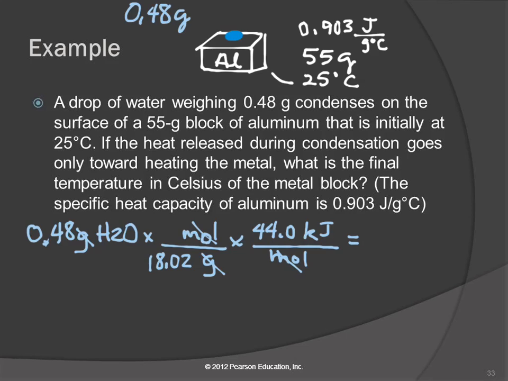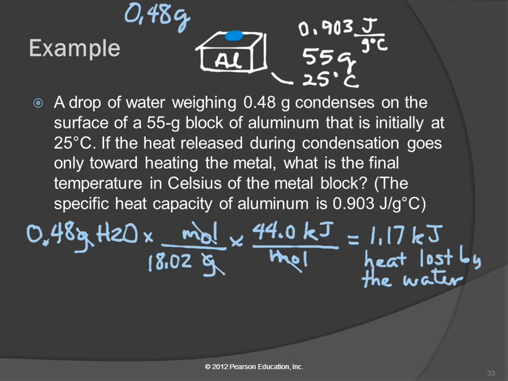So this is the same calculation we did, just with different numbers. 0.48 divided by 18.02 times 44. So that's 1.17 kilojoules. And that is heat lost by the water. Sometimes it's helpful to kind of label things. Here in the problem it says if the heat released during condensation goes only toward heating the metal. Now that's not true, that wouldn't happen, but we're told to assume that to make things easier. So we're going to assume that all of the heat from the water condensing is going into the metal.